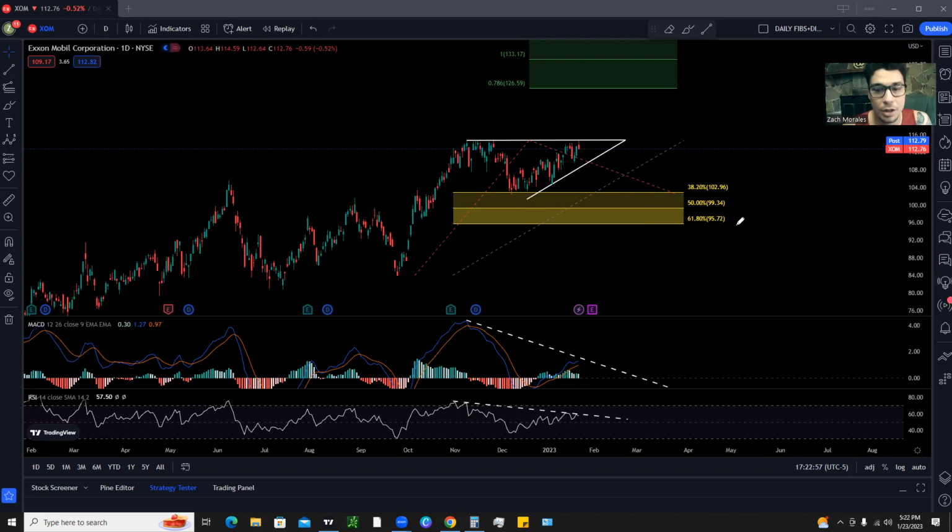Remember, none of this is financial advice. I'm going to go over some of the bullish and bearish price targets in different possible scenarios.